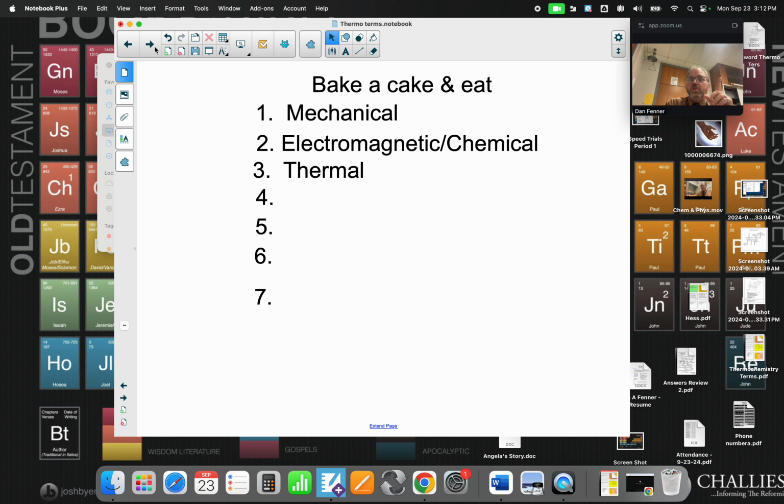Oh, I forgot thermal. We have to heat up the oven. Then we're going to bake the cake, and that would be chemical. Thermal, we're going to heat up because the oven itself isn't heated up. So we get it up to a temperature around 350 degrees, and then we have the chemical reaction taking place. So we get the carbon dioxide release, the cake rises, things along that line.